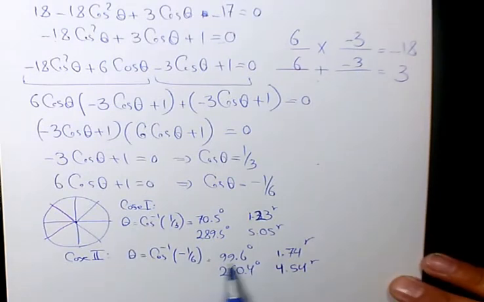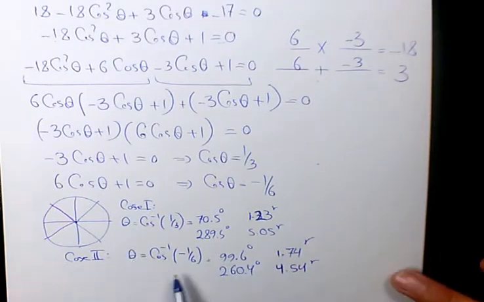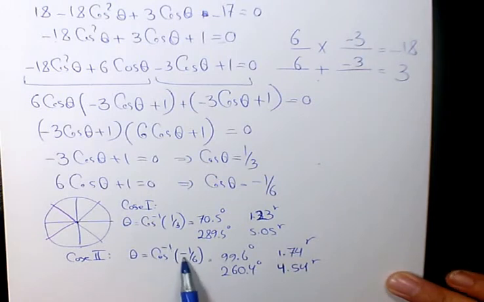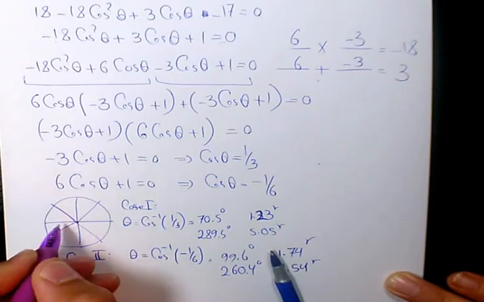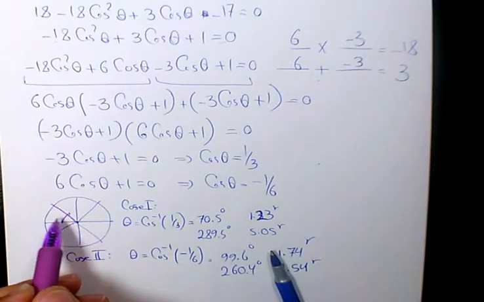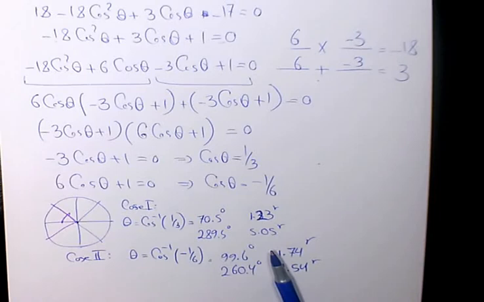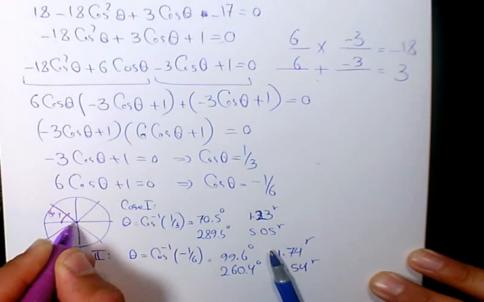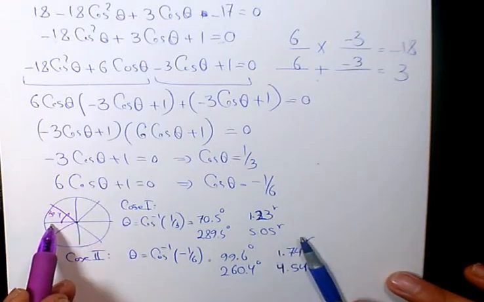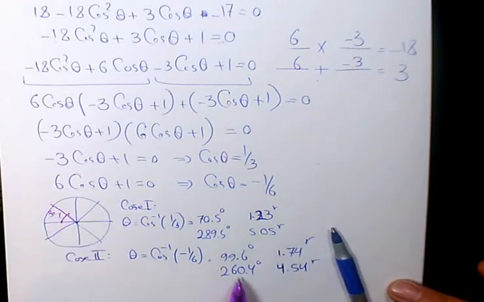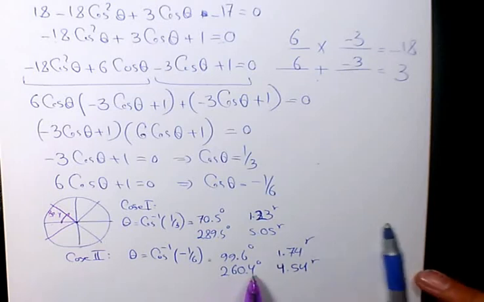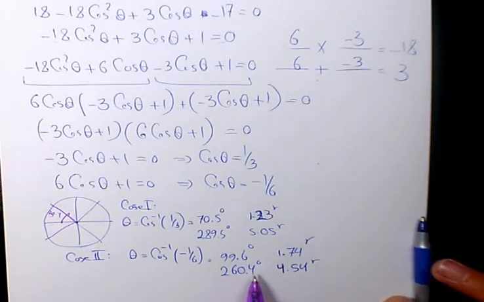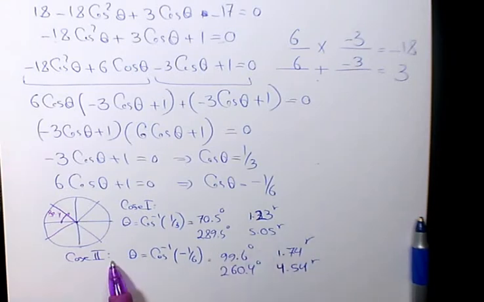How did I find the second answer here? We know cosine inverse of negative 1 over 6 is 99.6, which will be here. I need to find this distance, this angle, which is going to be 80.4. And then how can I find the fourth one? It's going to be 180 plus 80.4, which will be 260.4. That's why I found 260.4. So these are the two answers for the second case, and these two answers for the first case.